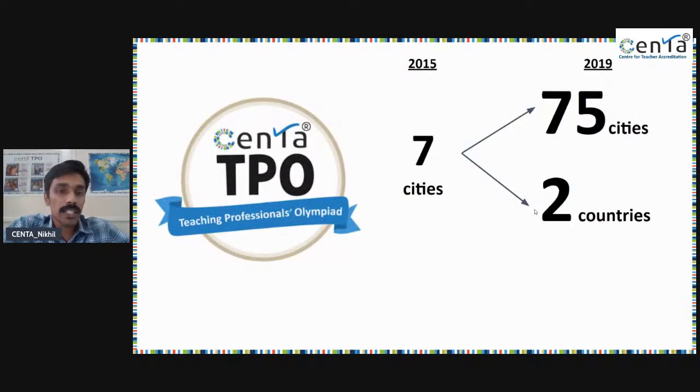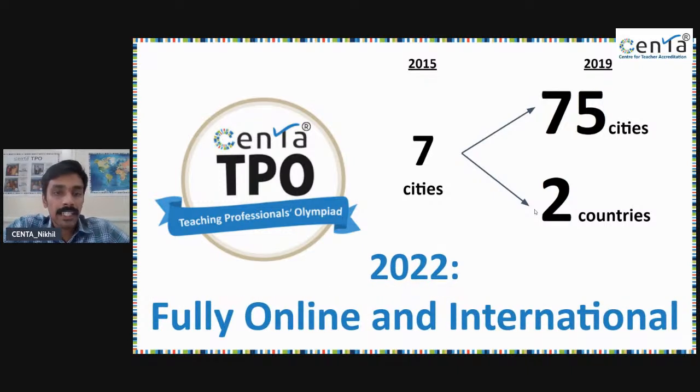Now, coming to how CENTA TPO has evolved, we started CENTA TPO in 2015, and over the past few years, we have had more than 20,000 participants. We started off with 7 cities in 2015, and we have grown to 75 cities across 2 countries, which is India and UAE, in 2019. And we are proud to say that in 2022, we're going fully online and international. So it's a great moment for CENTA and also for all the teachers who have taken CENTA TPO in the past few years.